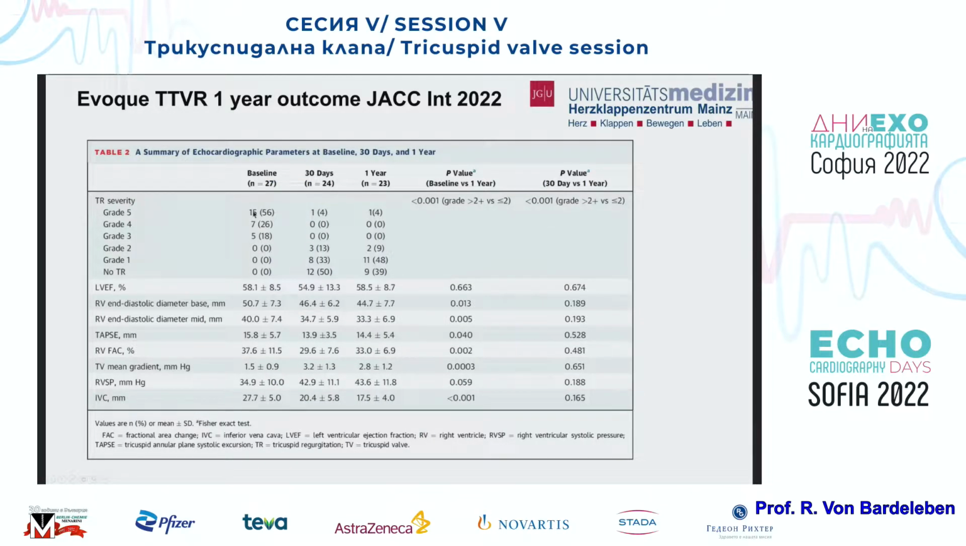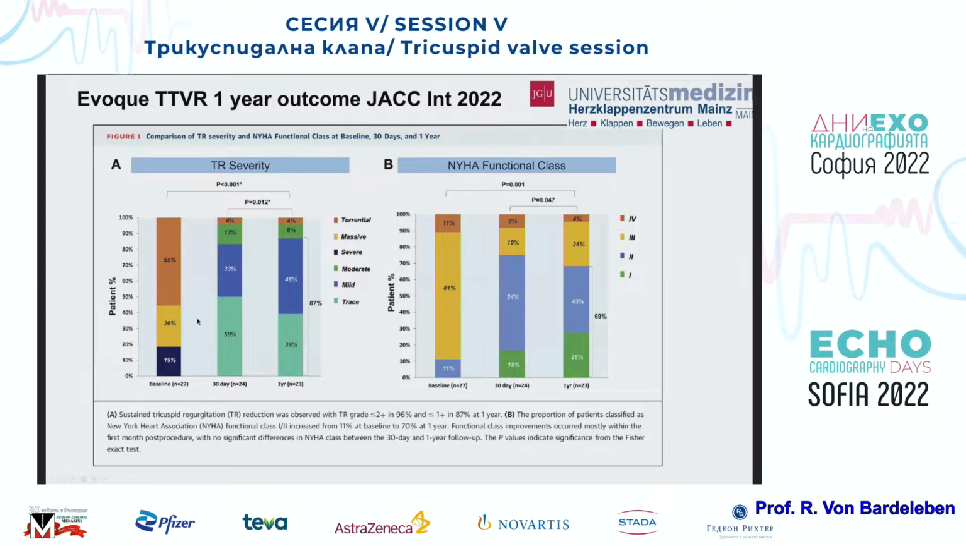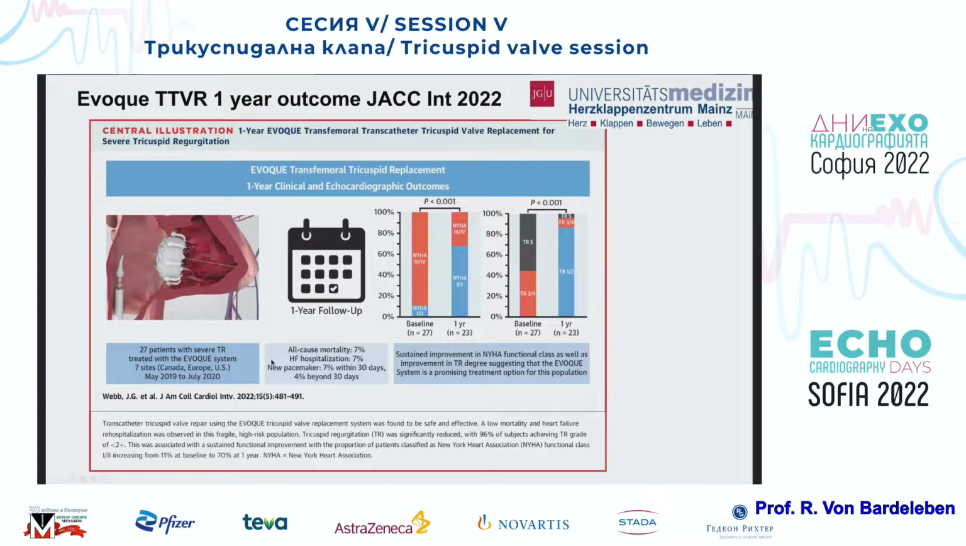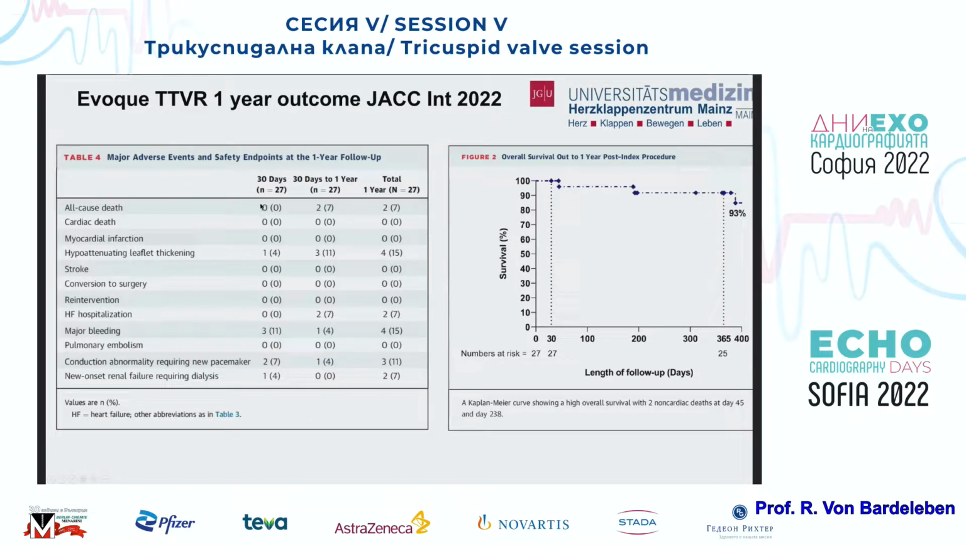There was increased TR severity, but the outcome was terrific. You see TR severity was reversed. New York Heart Functional Class was reversed. You see that we had a hospitalization, all-cause mortality at 1 year of only 7% and sustained improvement in New York Heart Association Functional Class. All-cause death at 30 days, 0, 30 days to 1 year, only 2, and in total 2 deaths.